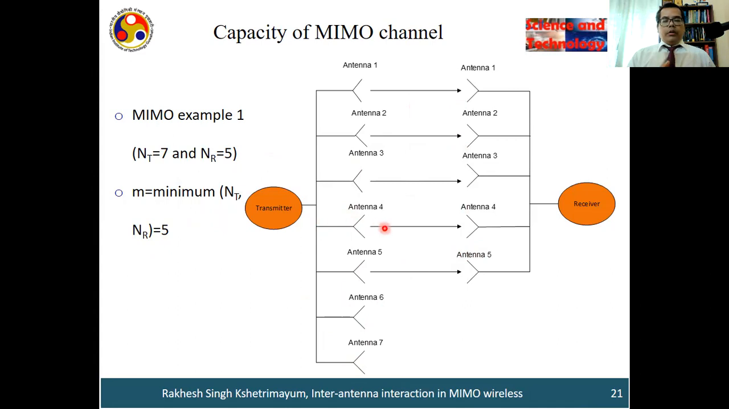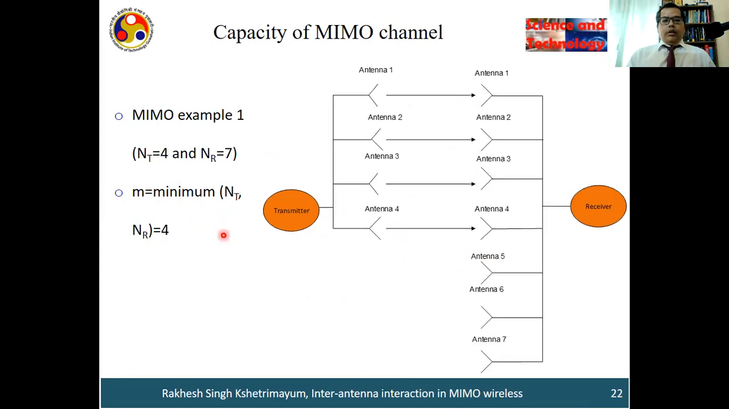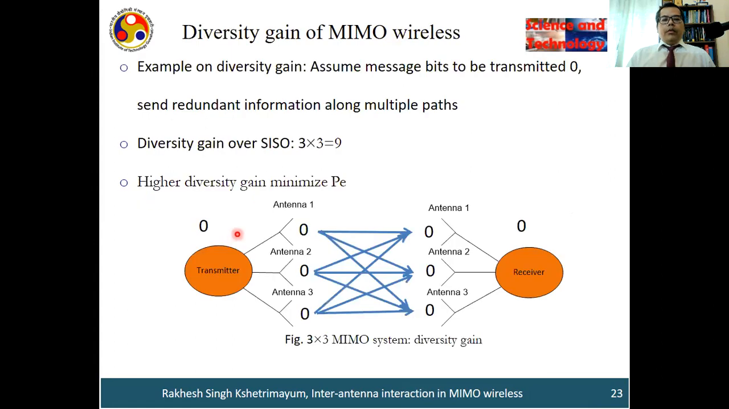Because of that, capacity or the data transfer rate will be increased M times. Similarly, if you have 4 antennas as a transmitter and 7 antennas as a receiver, you can only have 4 parallel data transmissions. So M is 4 here. So that was the M you have in the formula. Okay, that was the rate gain, the improvement in the data transfer rate.